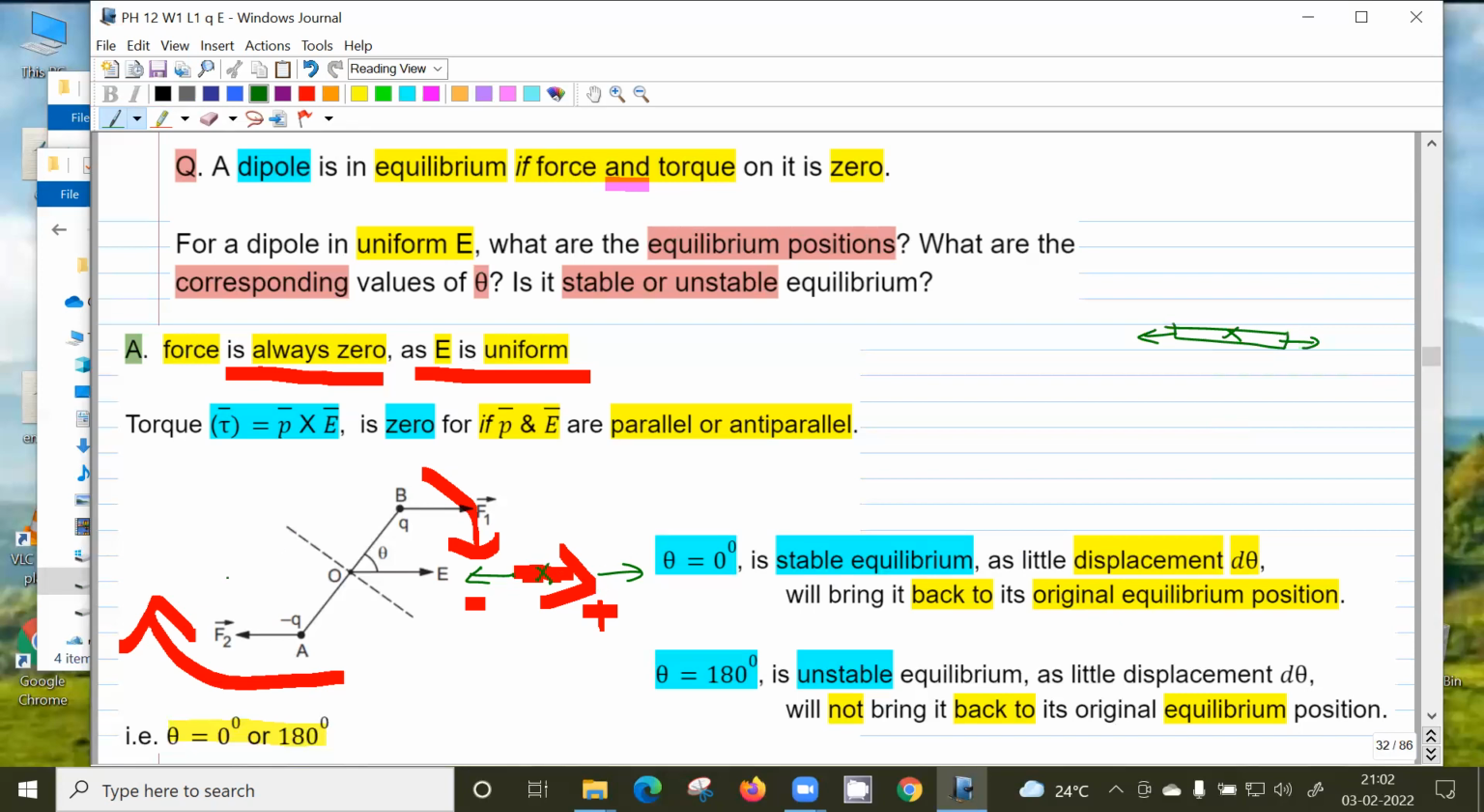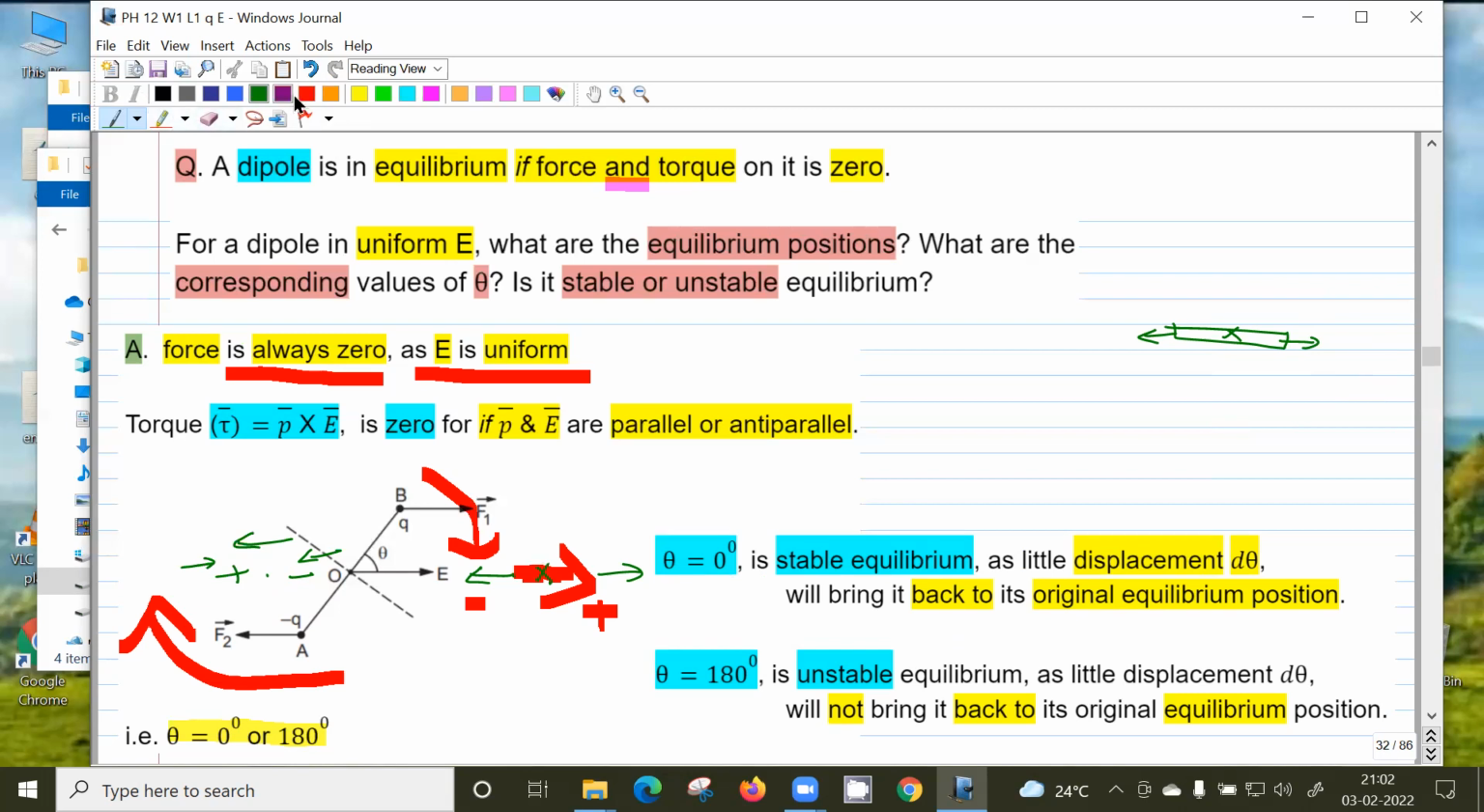And if the plus is on the left side and minus on this side, then the direction of P is towards the left. The electric field is towards the right, so the force on this charge will be like this, and the force on that charge will be like this. These two forces will cancel and will not create any torque. The forces always cancel, and in this position the torques will also cancel. So these are the two positions for which the dipole is in equilibrium.